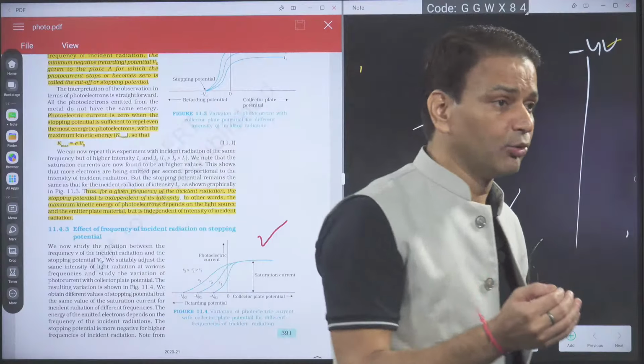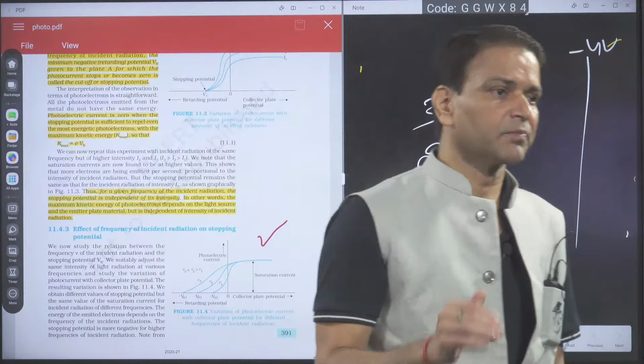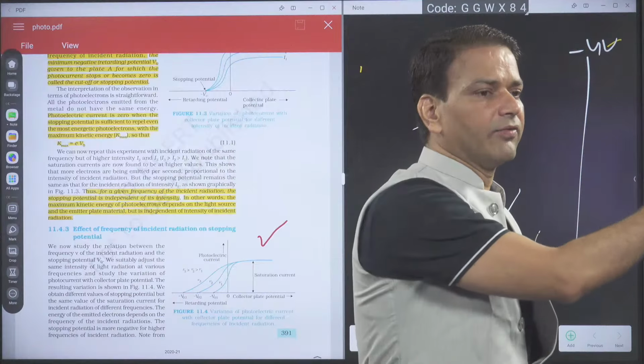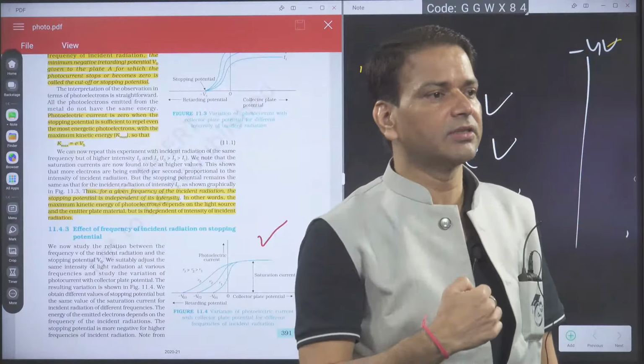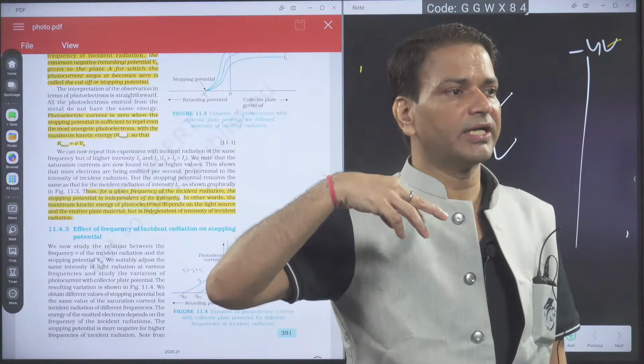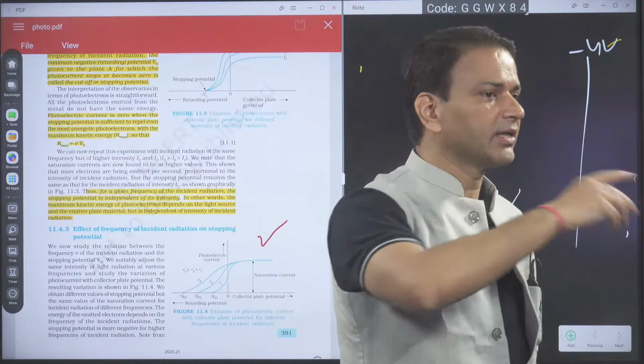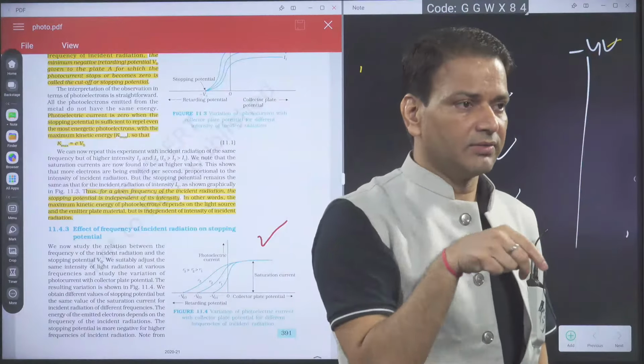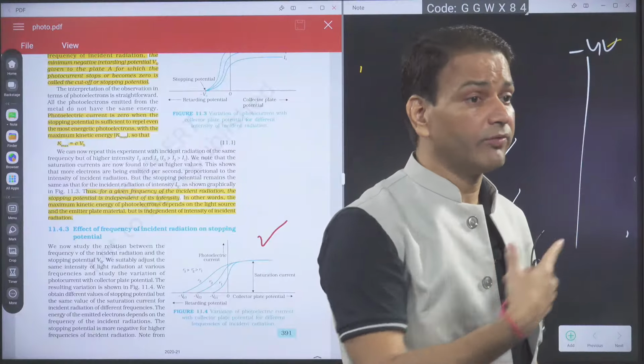What I said: suppose the energy of the photon I am taking is 5 eV. Two metals I am taking, one has work function 2 eV, one has work function 3 eV. So the energy of the photon is 5 eV. In one case the maximum kinetic energy I will get is 2 eV, in the other case 3 eV. So now you can see maximum kinetic energy depends upon the work function.